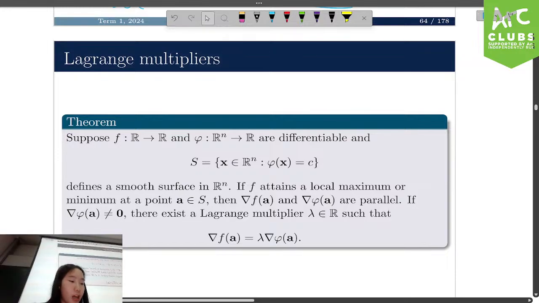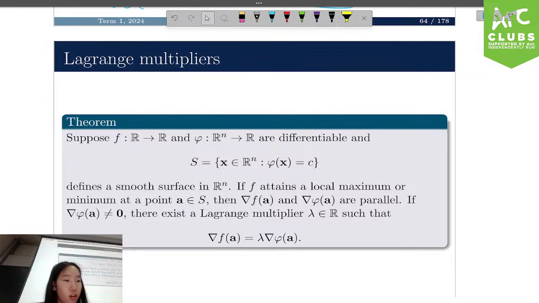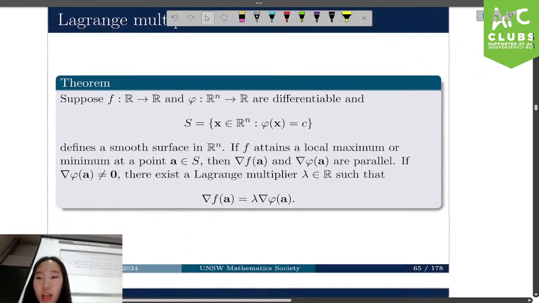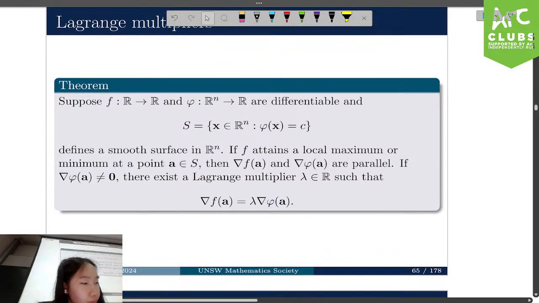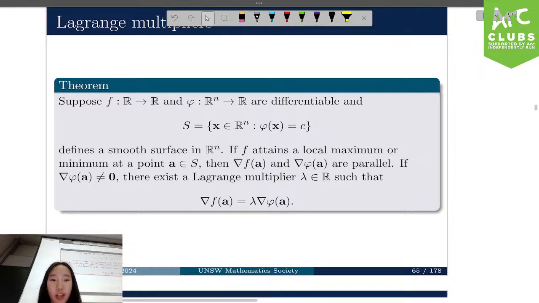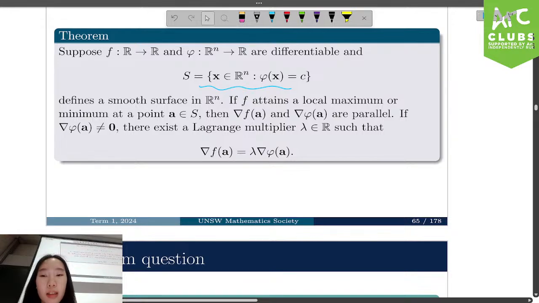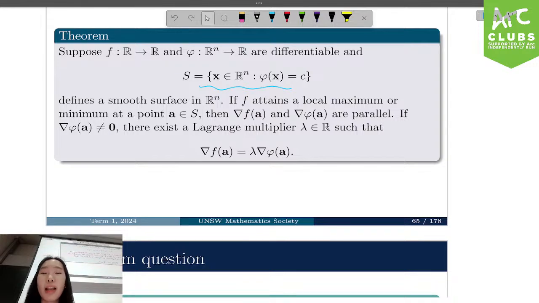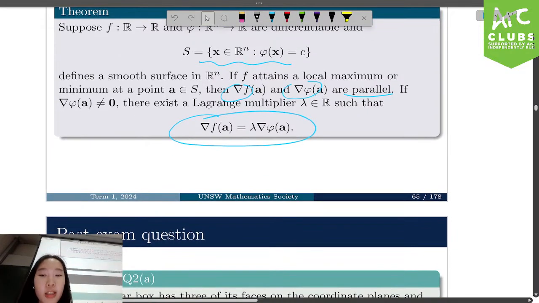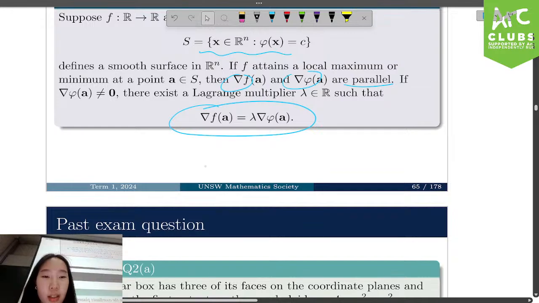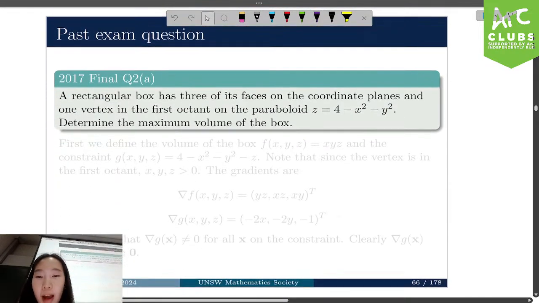So we have the next one, the Lagrange multipliers. Suppose f and phi are differentiable and defined as follows. It's a smooth surface in Rn. So if f has a local maximum or minimum at point A, then our nabla f and nabla phi are parallel. What is important is the formula over here: nabla f equals lambda times nabla phi. This one's very important. Past exam questions.